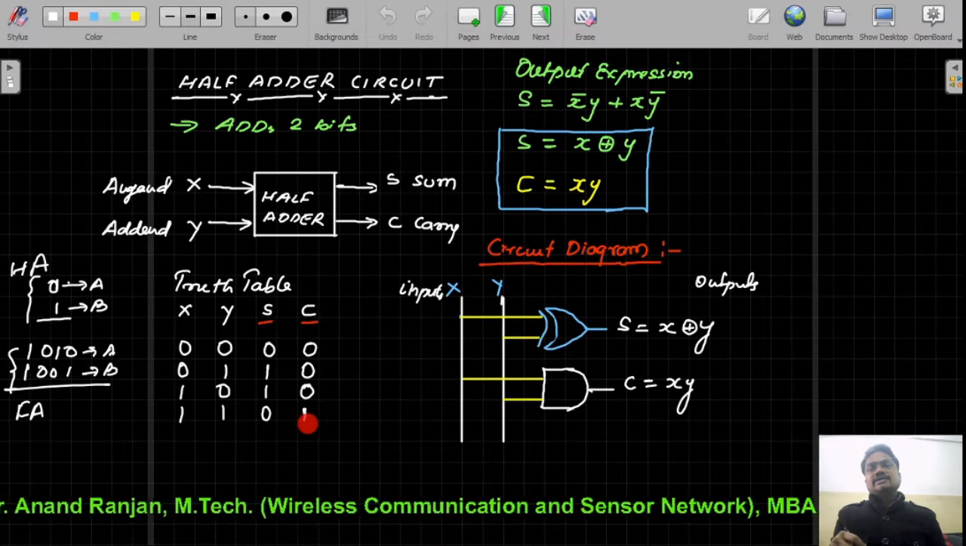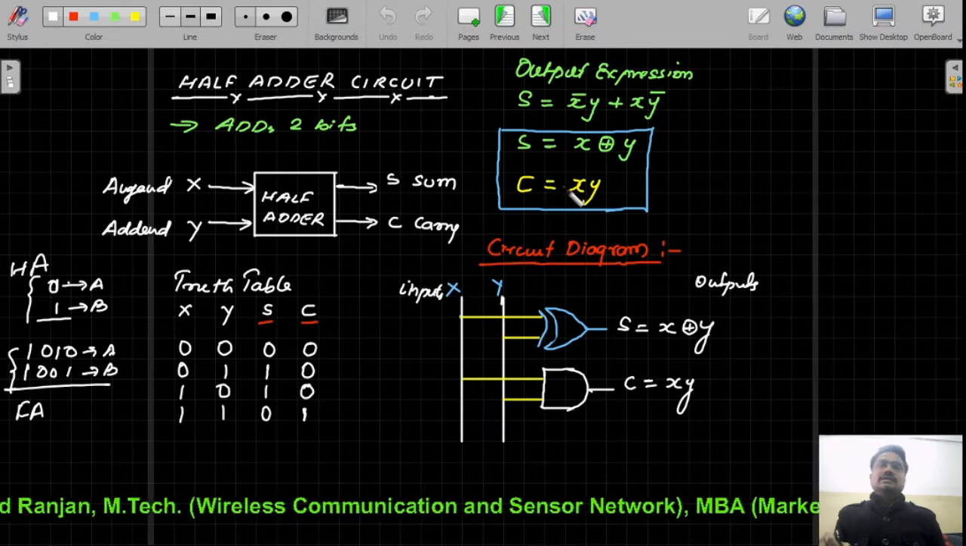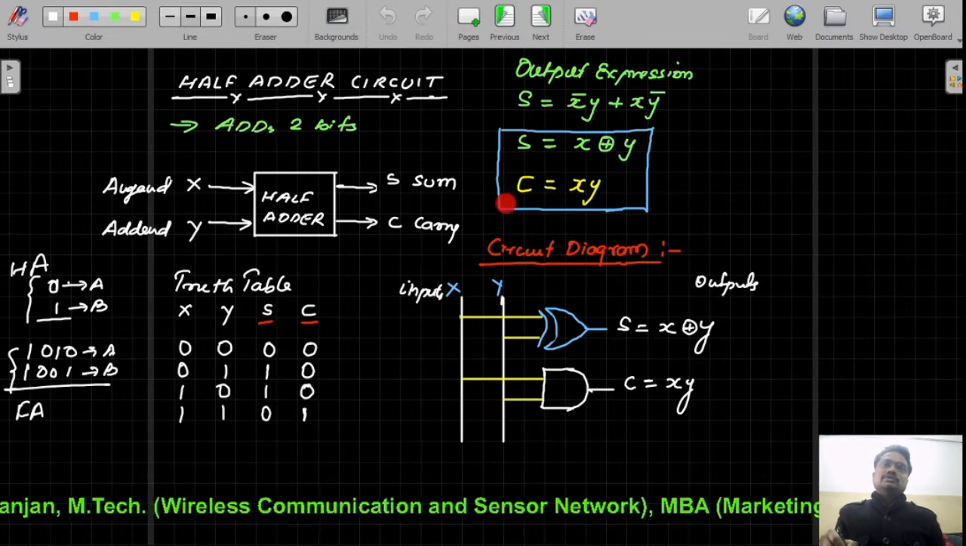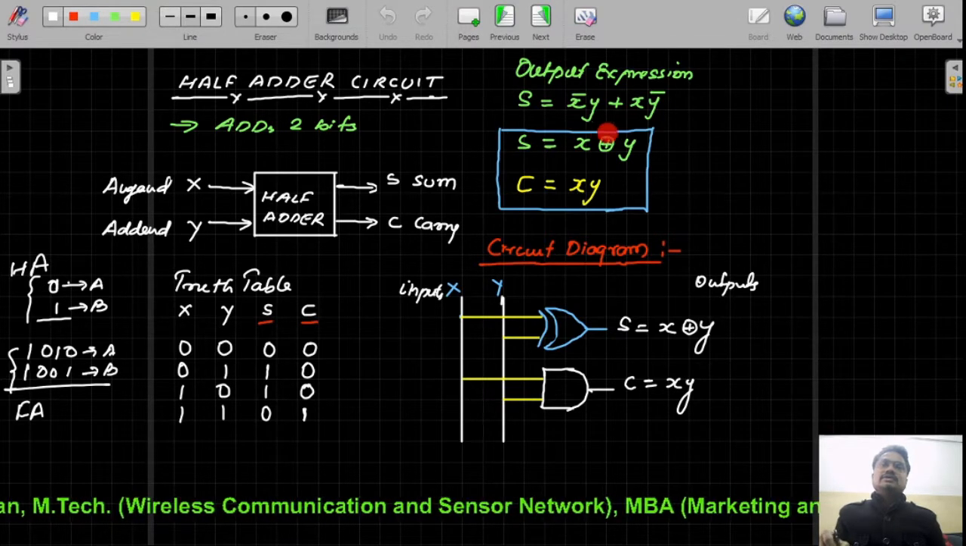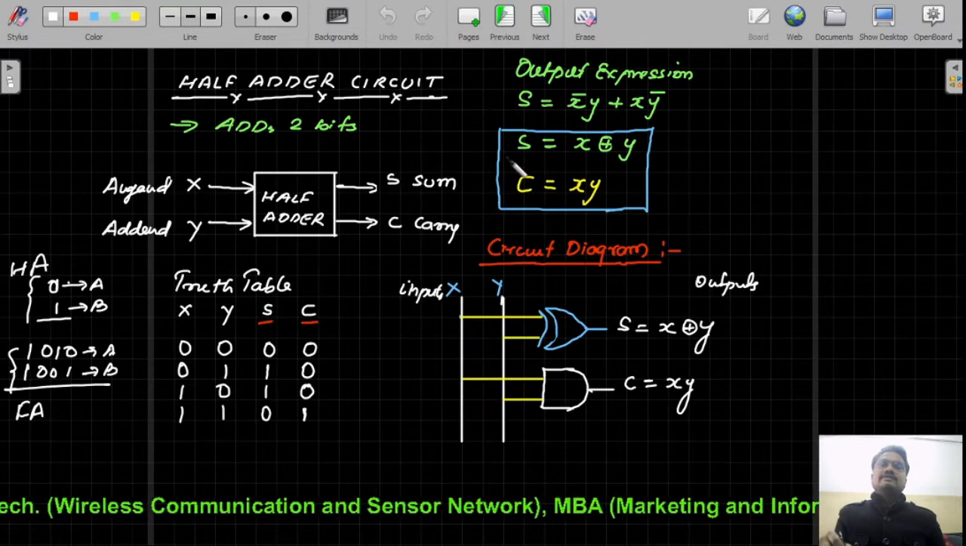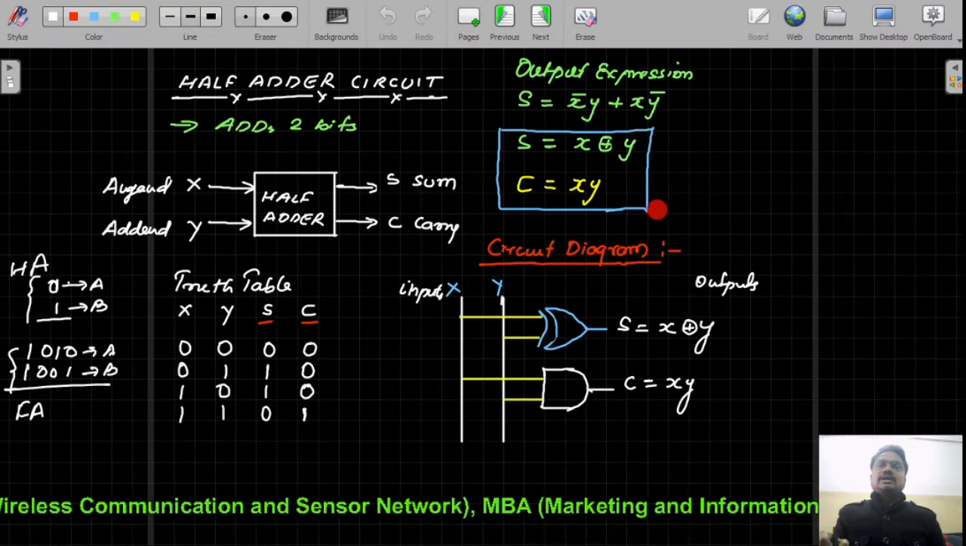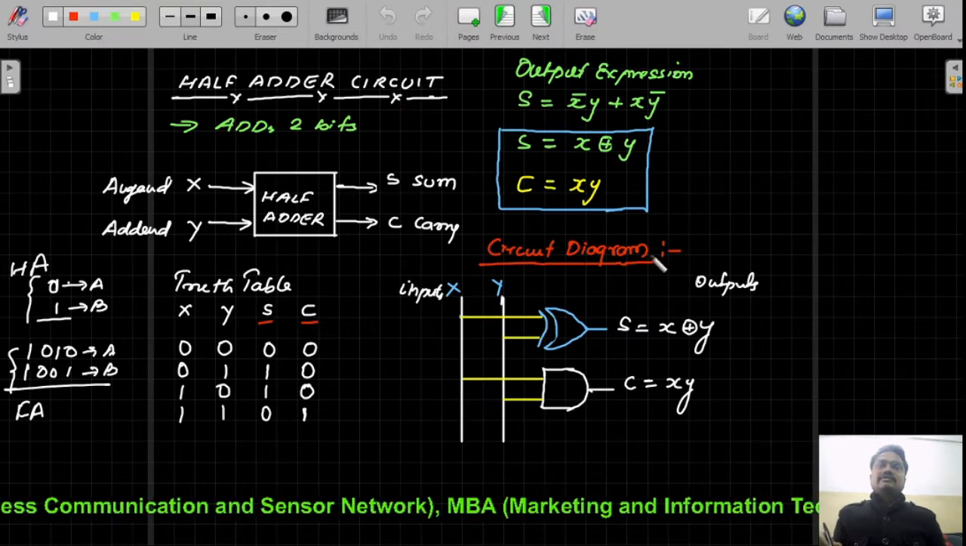So you can write that C is equal to xy. C is equal to xy. So these two expressions, S is equal to x XOR y and C is equal to xy, represent your output expressions for the half adder circuit.